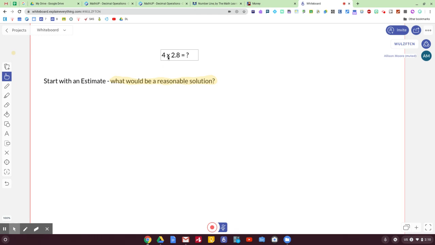So when I think about doing an estimate, I think, okay, this is a whole number. This is a decimal number. But what is this decimal number close to? When I look at 2.8, I think it's pretty close to 3. So maybe a reasonable estimate would be the answer to 4 multiplied by 3. Well, 4 multiplied by 3 is 12. So 12 would be an answer that would be a little bit too high. So maybe somewhere between 11 and 12 as my answer.